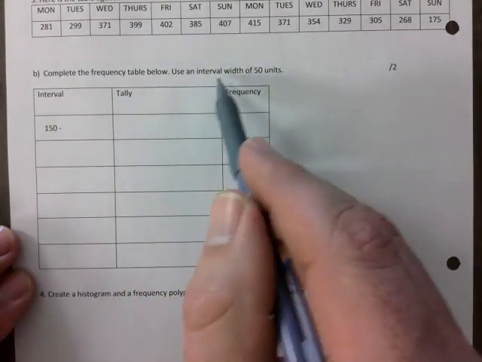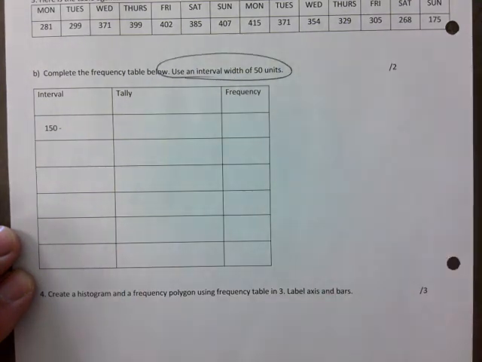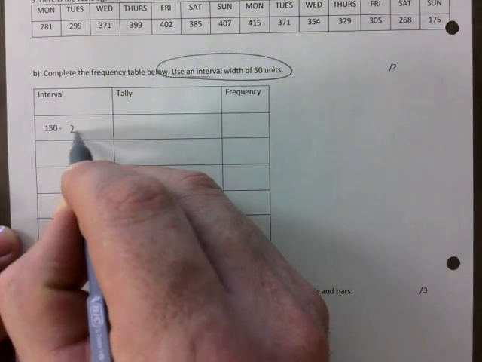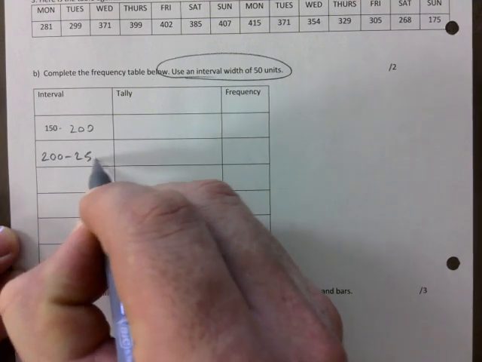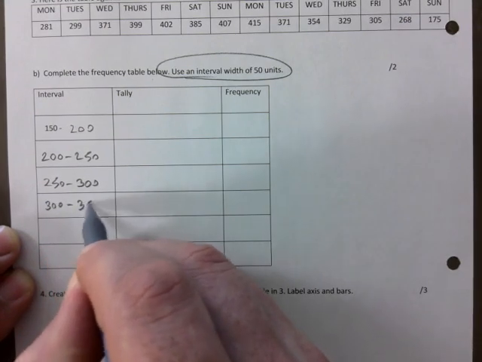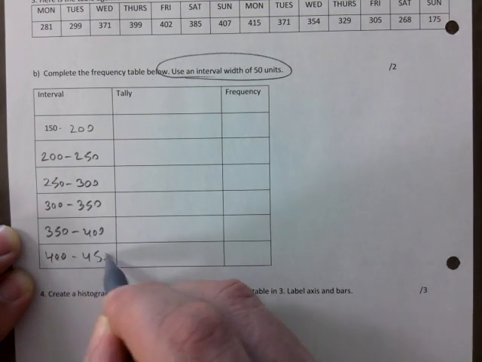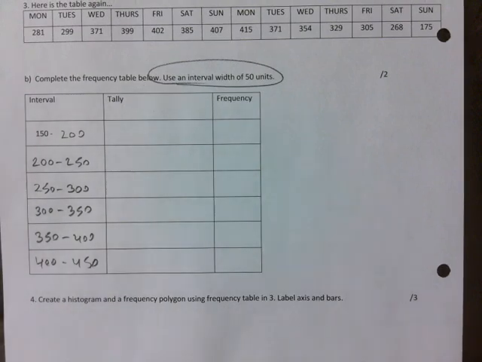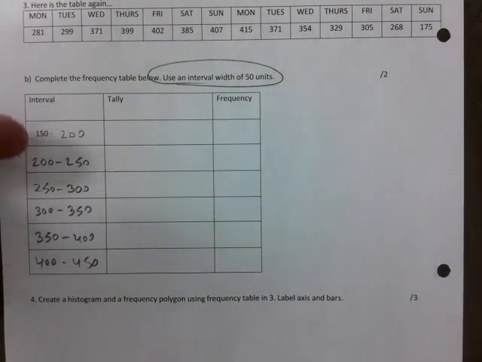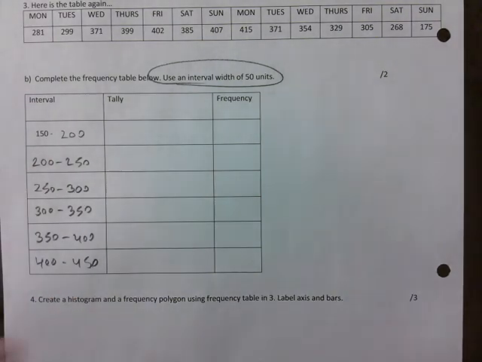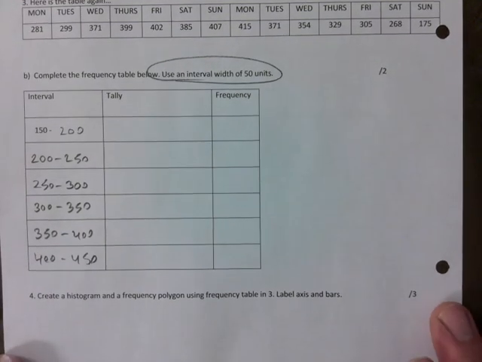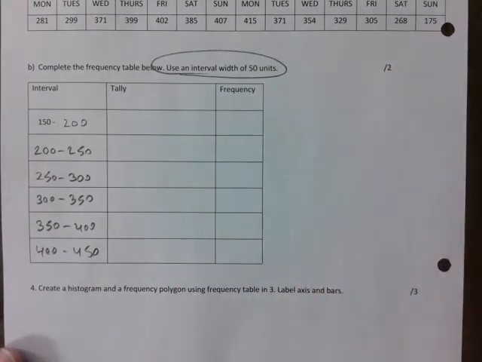This is the same table again, just so you didn't have to flip back and forth. Complete the frequency table. I tell you to use an interval width of 50. So this shouldn't be too difficult. I'm just going to fill that in. Is that going to account for everything? I'm good, I think. 175 is my lowest, it's going to fit in here. 415 is going to fit in here. So I know I don't need to add a row, perhaps, because sometimes it could happen. I just do this to help you out.